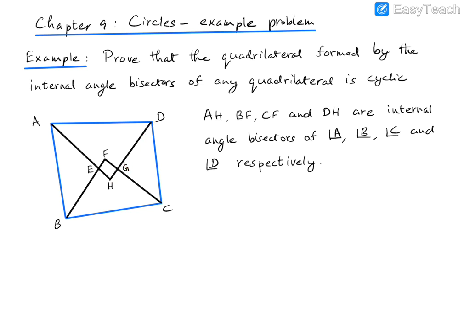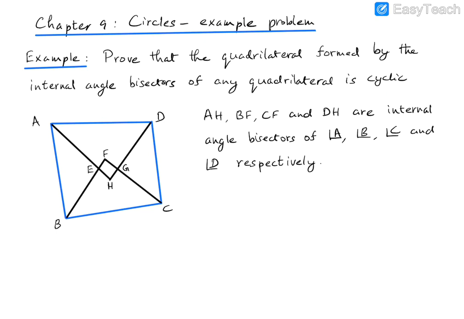Now, what we are asked to prove is that the internal angle bisectors of the four angles of this quadrilateral meet at some points E, F, G, and H, and that forms another quadrilateral. So EFGH is another quadrilateral formed by the intersection of the internal angle bisectors of the quadrilateral ABCD, and we are asked to prove that this quadrilateral EFGH, which is in the middle here, is a cyclic quadrilateral.